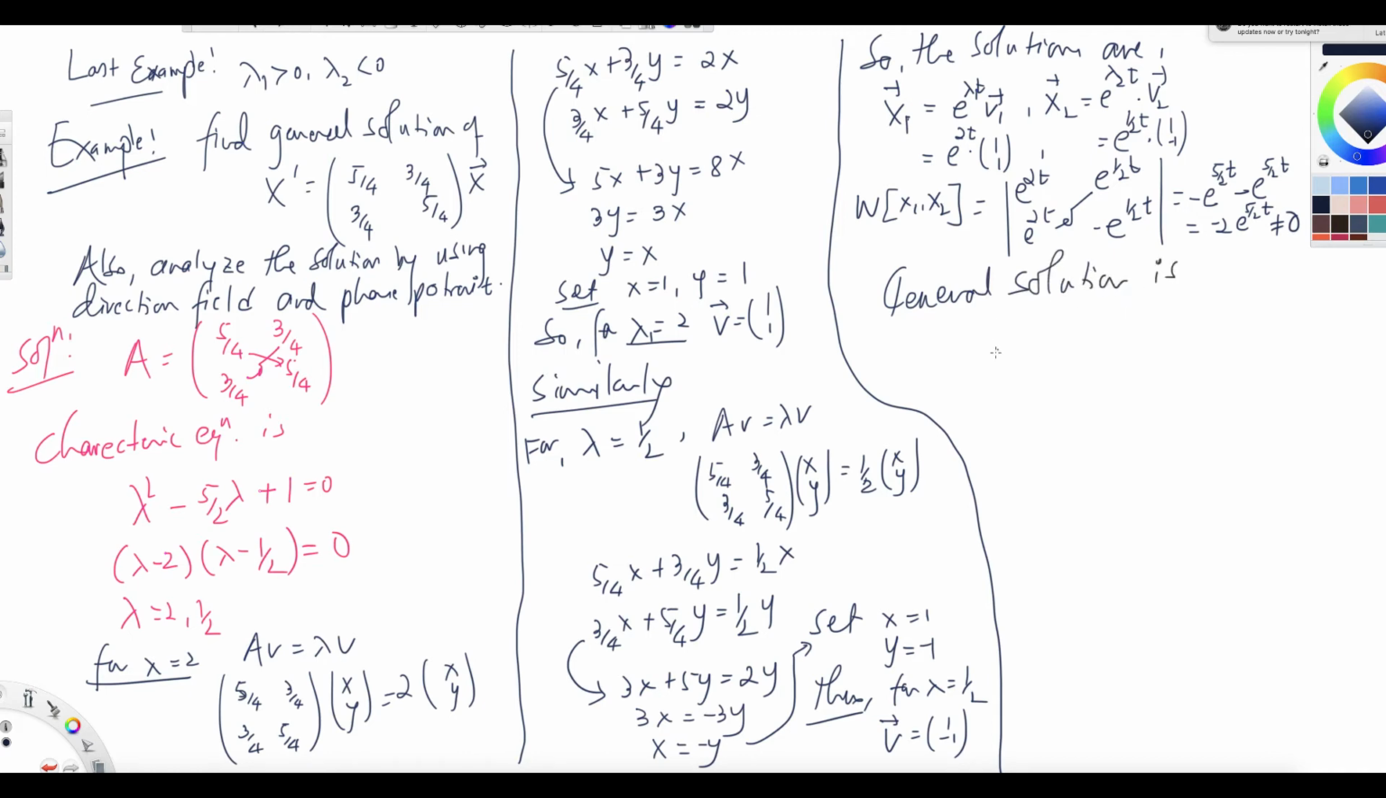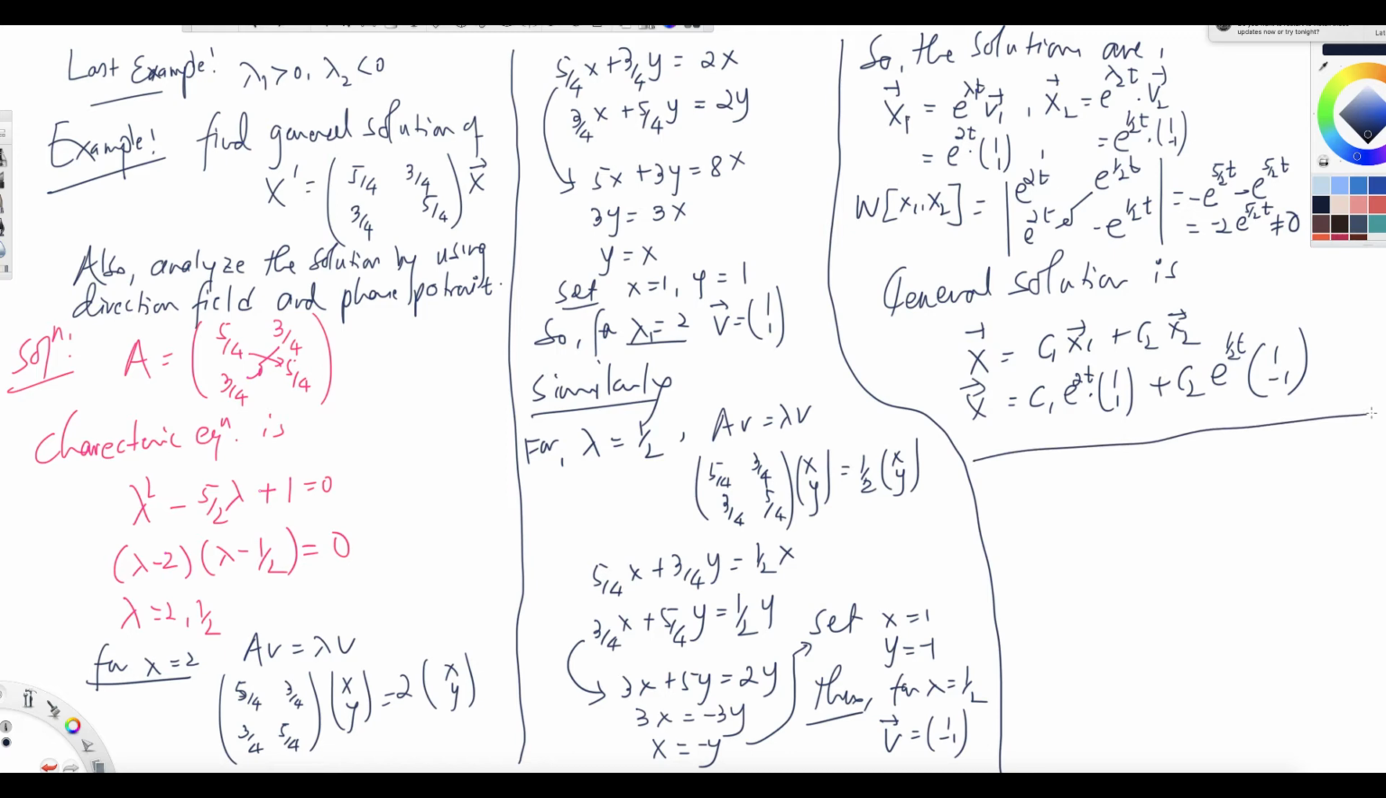is x vector equals c1 x1 plus c2 x2. This is how you write the solution, the linear combination. So c1 x1 is e to the 2t times (1, 1), plus c2 e to the 1/2 t times (1, -1). This is the final answer, the general solution.